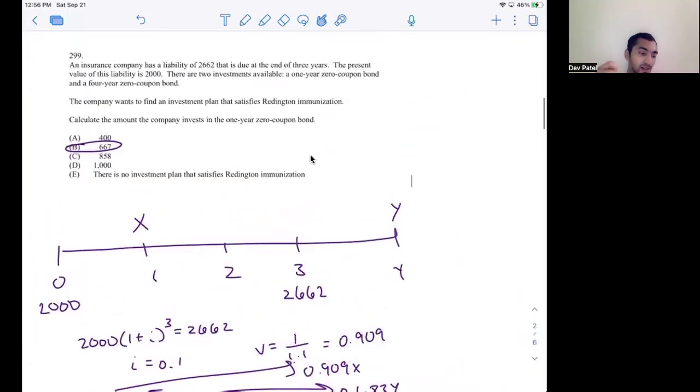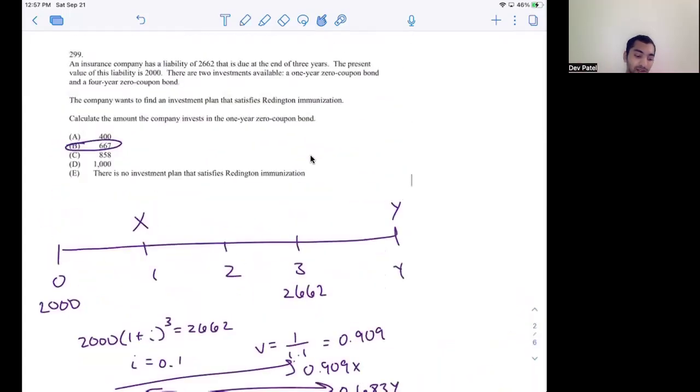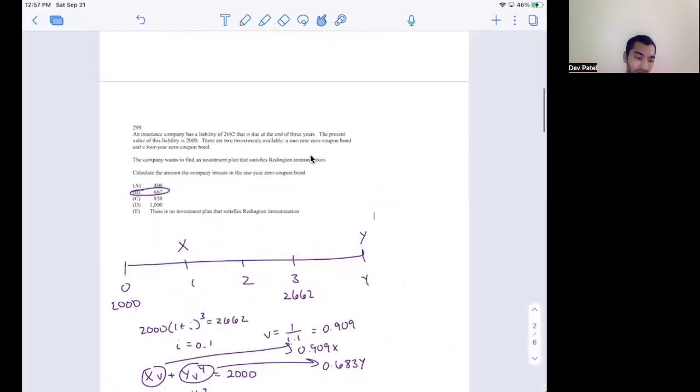And then 299: an insurance company has a liability of 2,662, so it has to pay out 2,662. It's due at the end of 3 years. The present value for this is 2,000. So now you can solve for the interest rate just by doing 2,000(1 + i)^3 = 2,662. You get that to be around 10%.